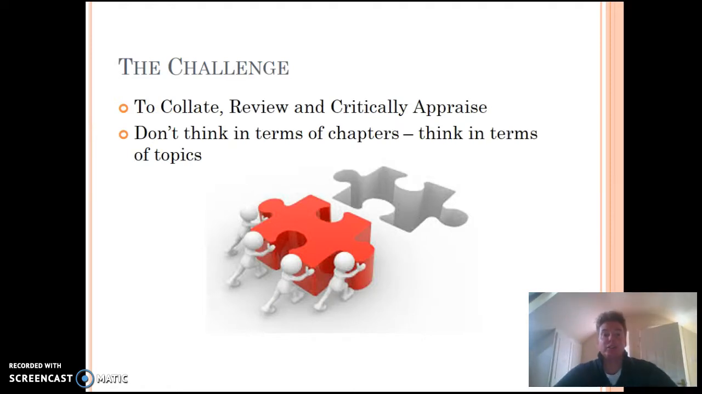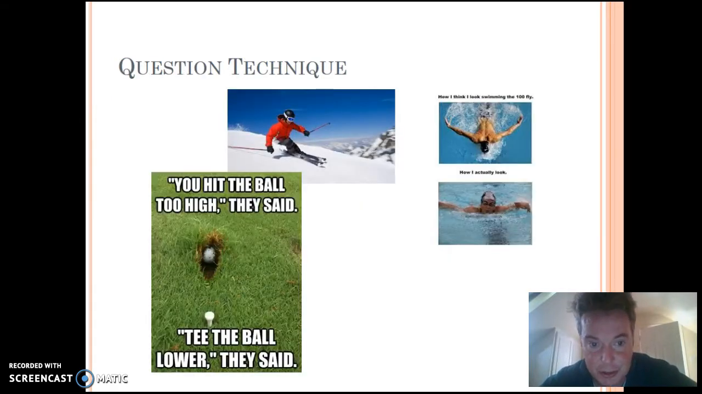So what you're trying to do is to collate, review, and critically appraise. Don't think in terms of chapters. Think in terms of topics and themes. We'll talk about those themes at the start, but that gives you an overarching idea of how to tackle questions.